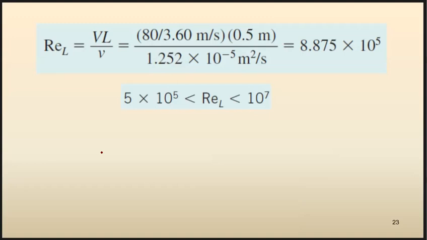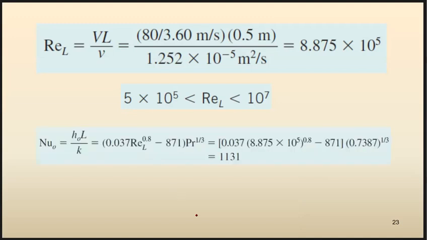So we need to use proper correlations for the Nusselt number, the average Nusselt number, because we need to calculate the average heat transfer coefficient on the outer surface of the windshield. So this is the equation that we have.